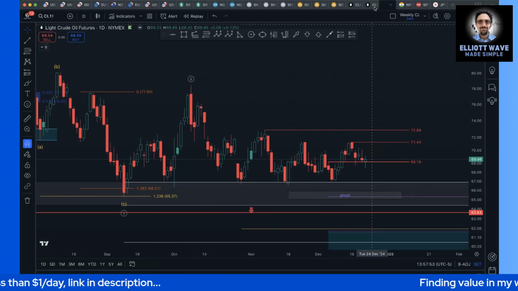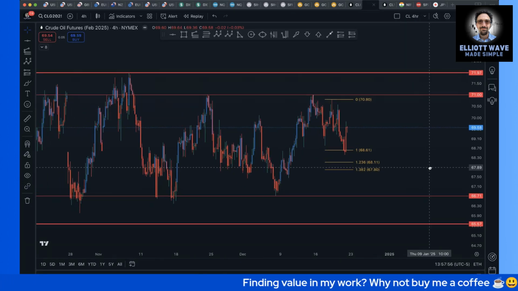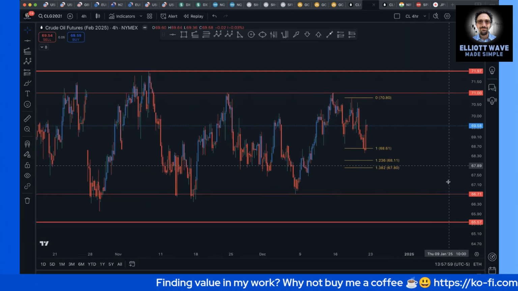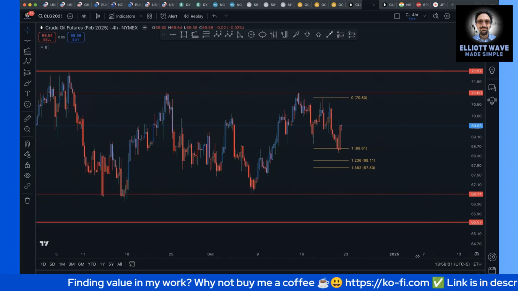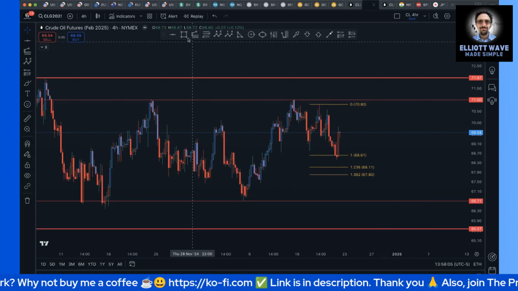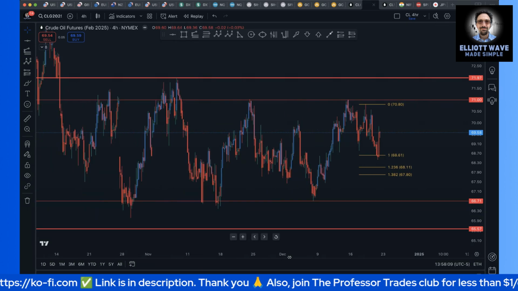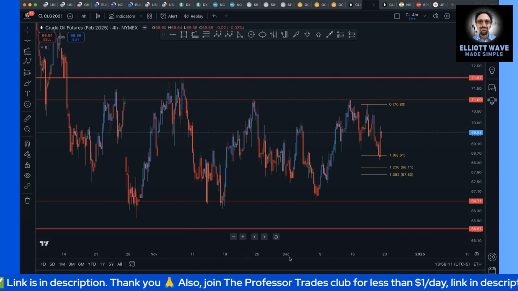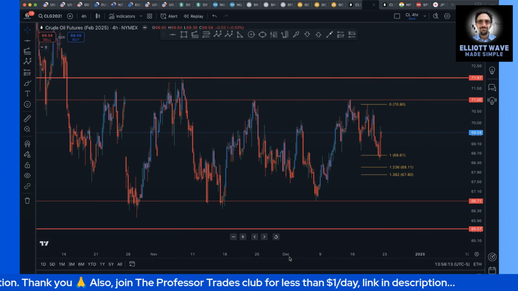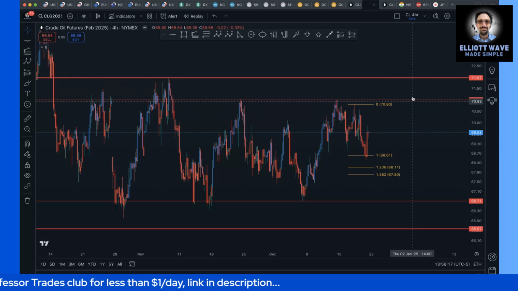So let's drill down to the 4-hour and get a little bit more specific. And in fact, I really don't even need to drill down much lower than the 4-hour to give what I would consider to be actionable levels. So what I'd really be watching for is if the trend of making lower highs is going to continue, then price should not get above this high.